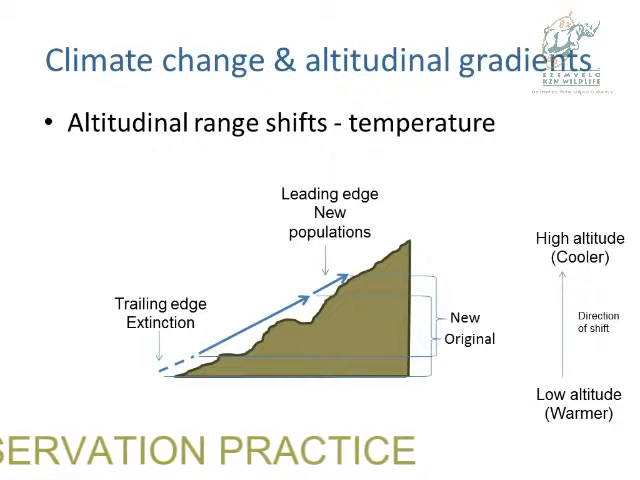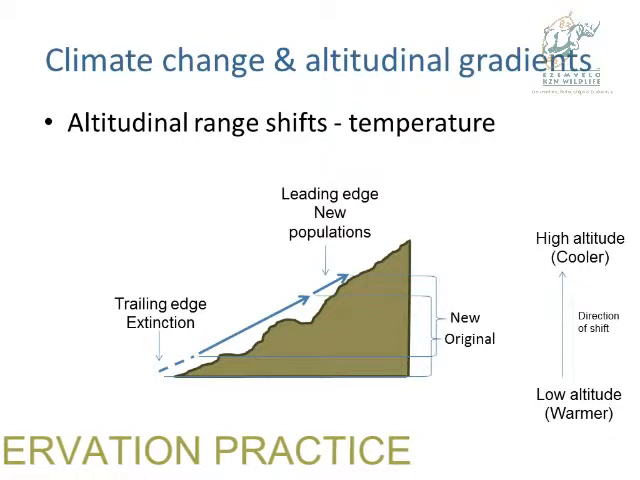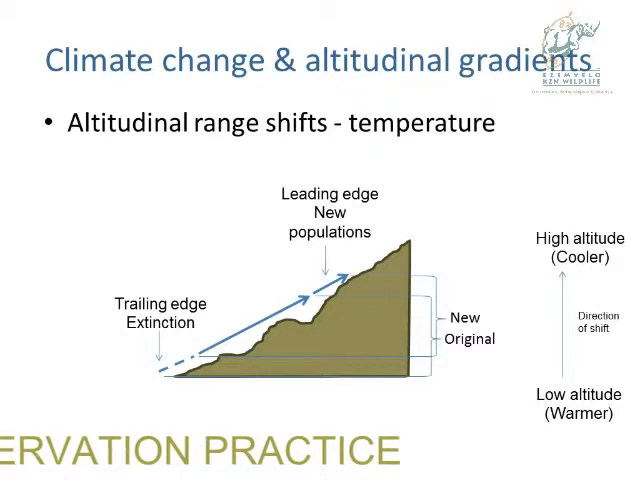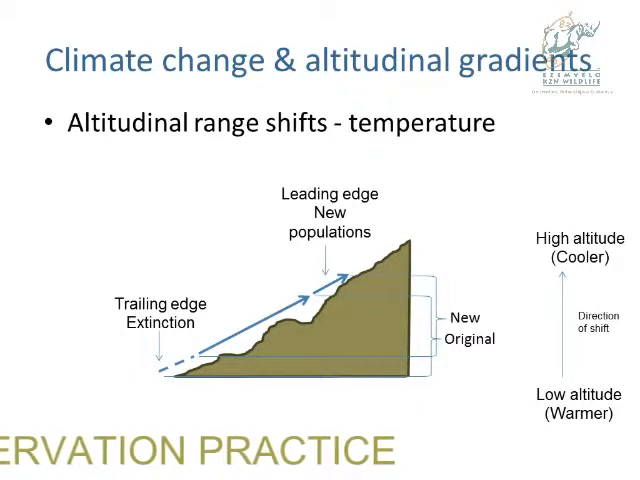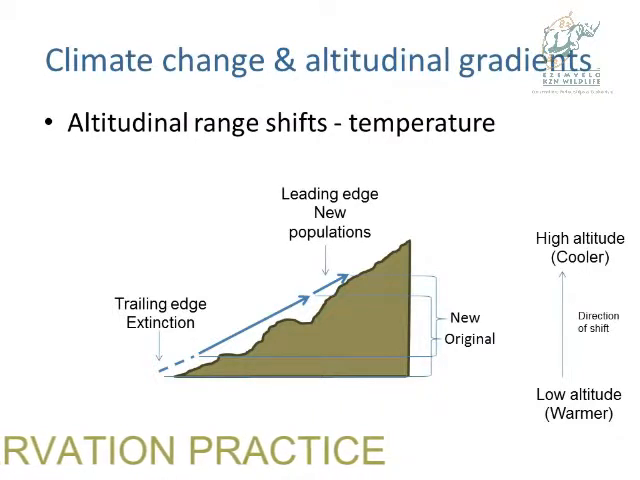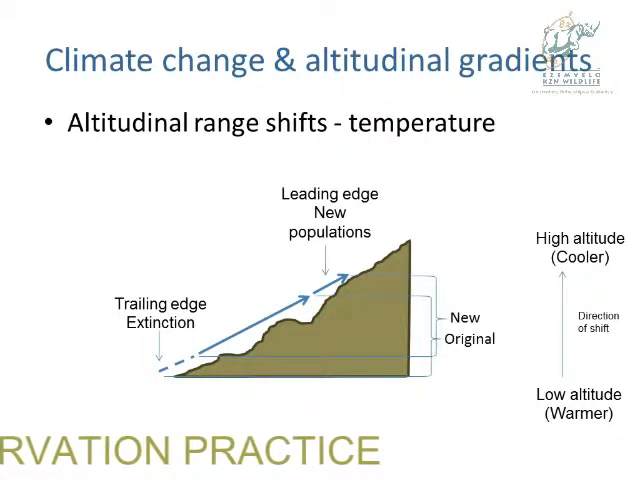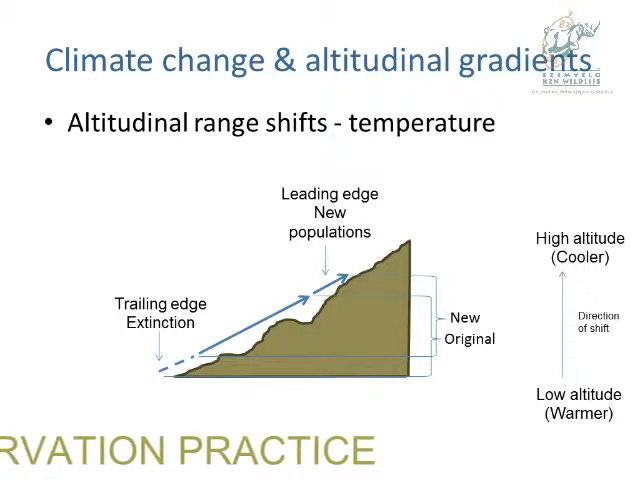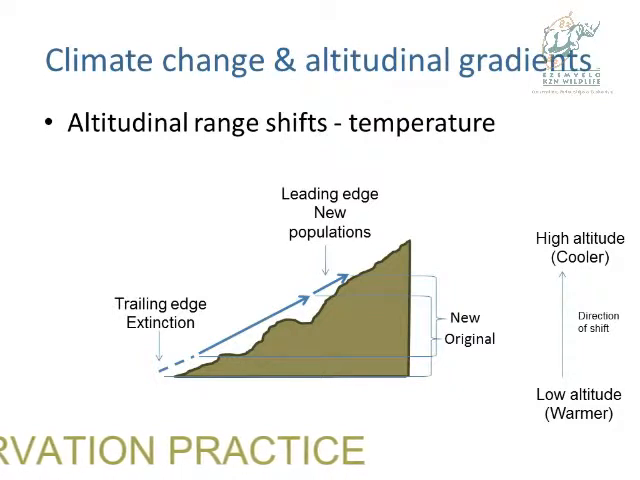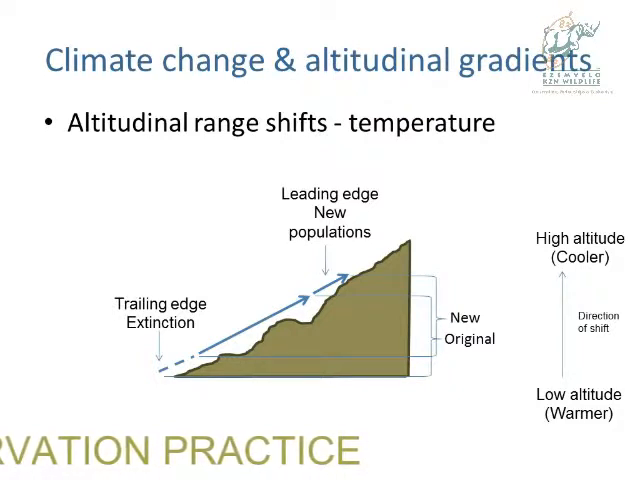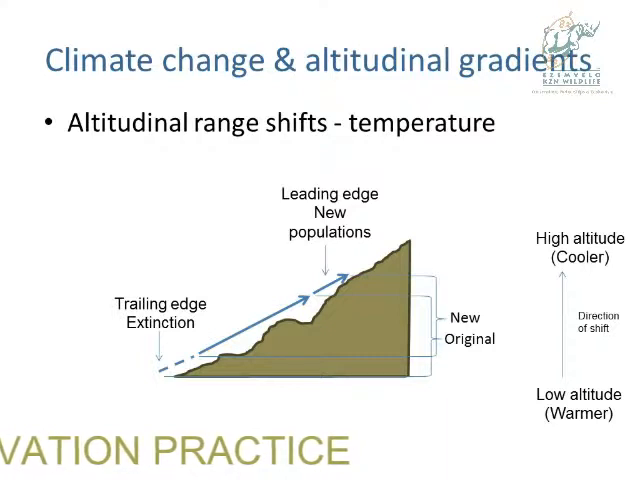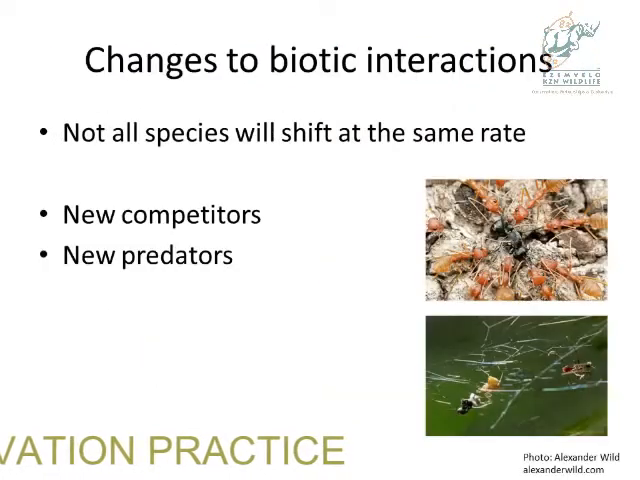What we expect to see with climate warming would be shifts in elevational ranges. So if this was the current range, you would tend to see new populations of that species appearing at higher elevations as the temperature increases. These areas that were previously too cold now become suitable. These areas that were suitable now become too hot for the species, and they become locally extinct over there. So this is what we'd expect, altitudinal range shifts.